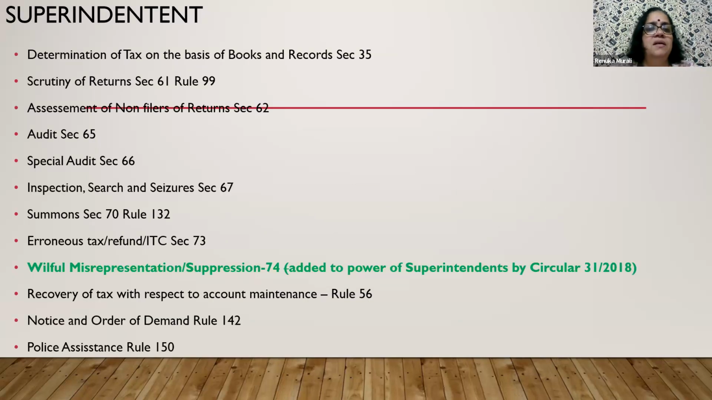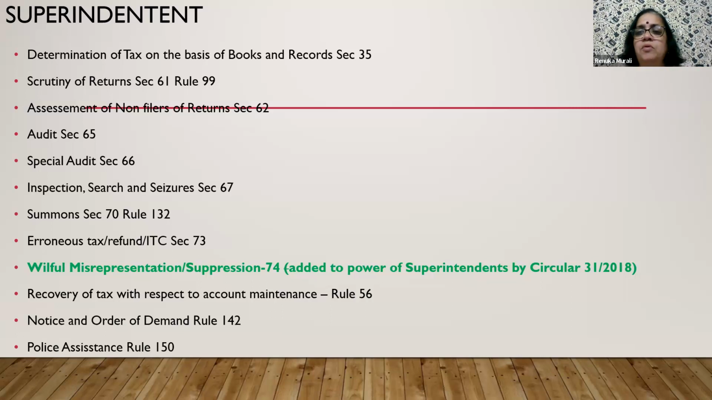Now we come to the superintendent: determination of tax, scrutiny of returns. All these points we are quite familiar with. Assessment of non-filers. I will come to the one that I've highlighted in green. Earlier, as per circular 3/2017, all the powers were vested in the assistant commissioner or additional assistant commissioner with respect to willful misrepresentation or suppression of facts. Whereas by circular 31/2018, this power was added also to the superintendent. It was removed from the assistant commissioner level and it got back to the superintendent itself. Mainly section 74 related activities are where these powers were given to the superintendent.